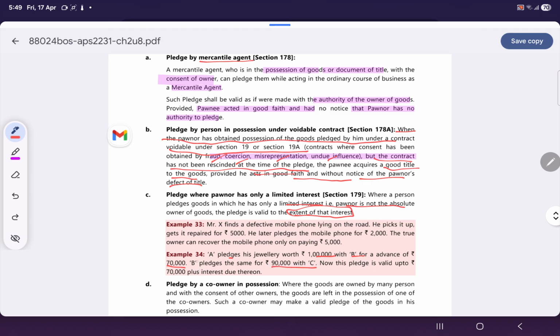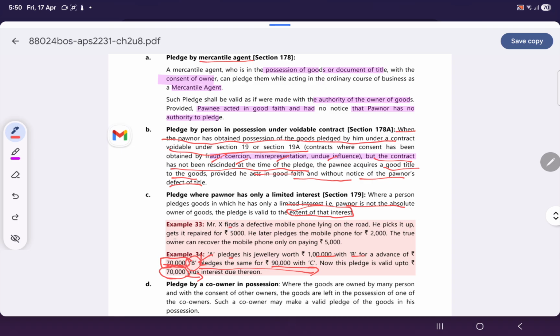B is not the owner. A gave it to B under pledge. B is giving it to C under pledge. So this pledge is valid only up to 70,000 plus interest thereon. He is interested only to the extent of 70,000, because in the first pledge, how much did A give to B? 70,000.